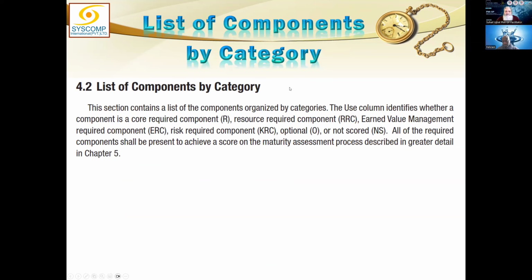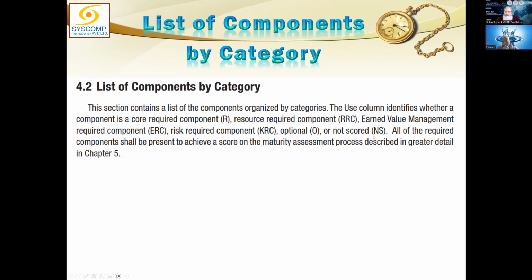List of components by category. As I have already described to you, R stands for required component, O stands for optional components, RRC for resource required components, ERC for earned value management required components, and KRC for risk required components. There is another notation called NS, that is for not scored.